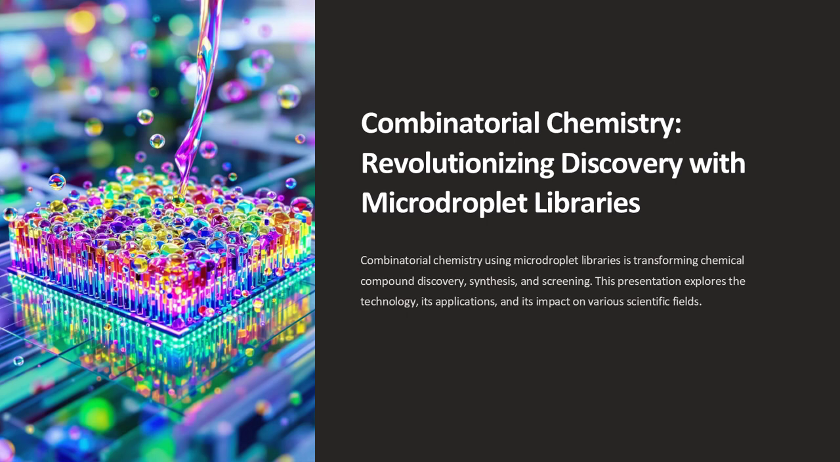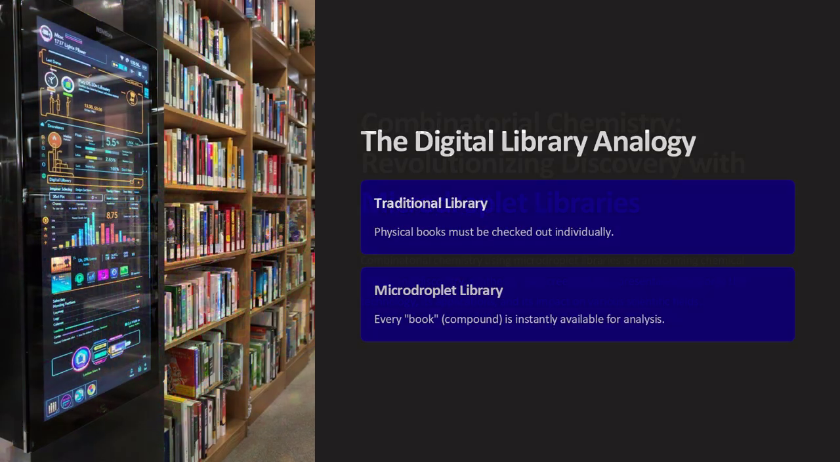Combinatorial chemistry using microdroplet libraries is a cutting-edge strategy that combines the principles of chemistry and microfluidics to rapidly generate and screen vast arrays of chemical compounds. In traditional combinatorial chemistry, chemists synthesize large libraries of compounds by systematically varying reactants and reaction conditions, then test these mixtures for desired properties such as biological activity or catalytic efficiency.